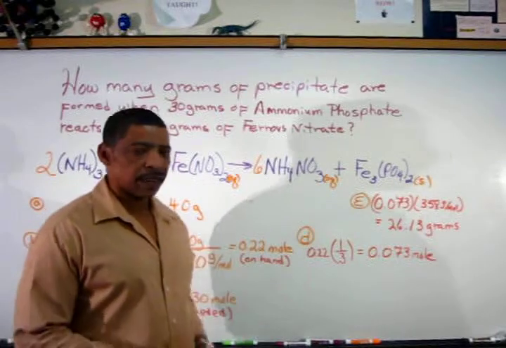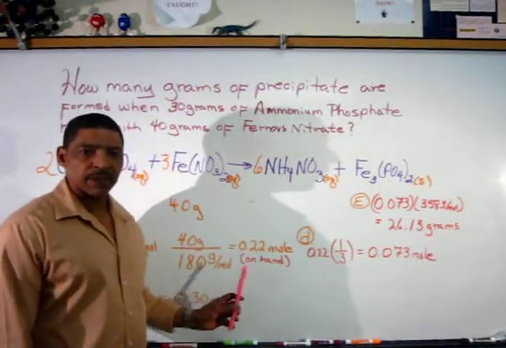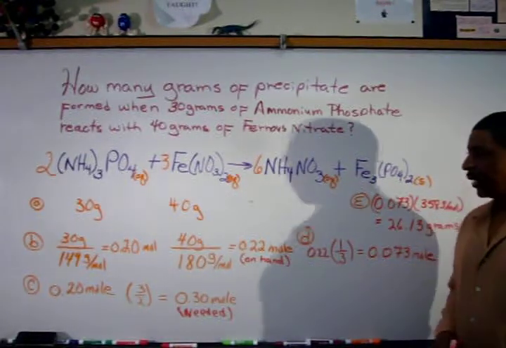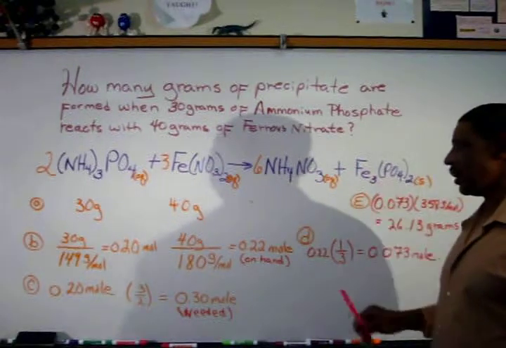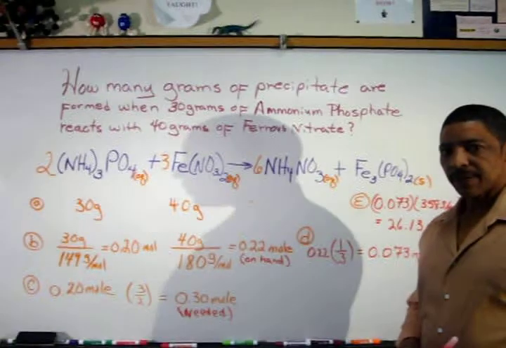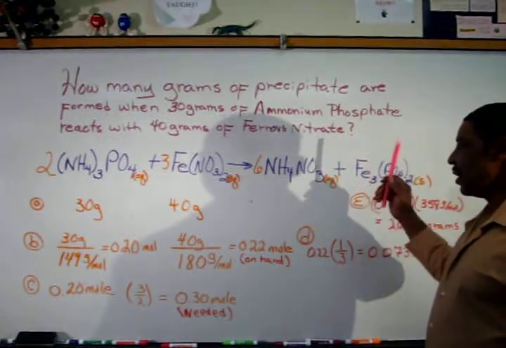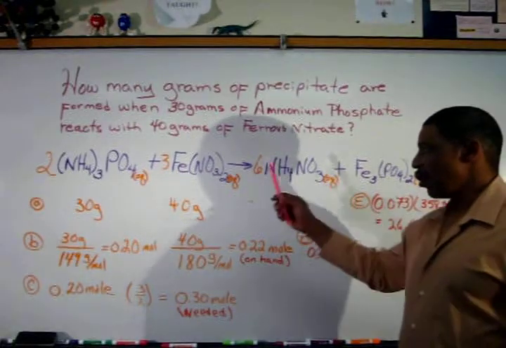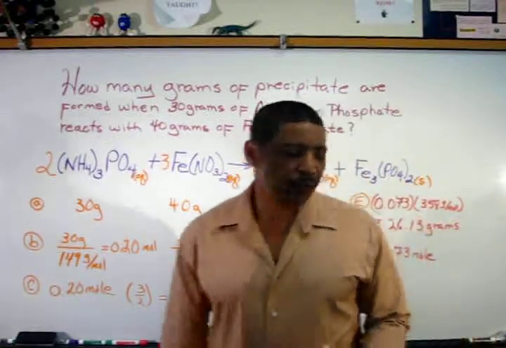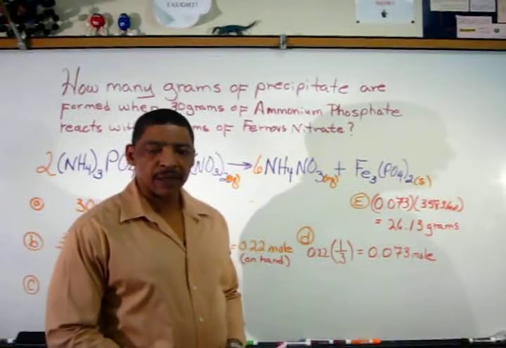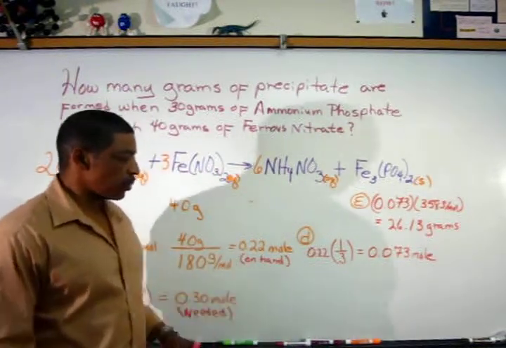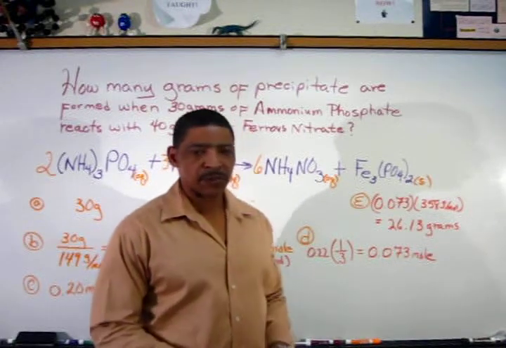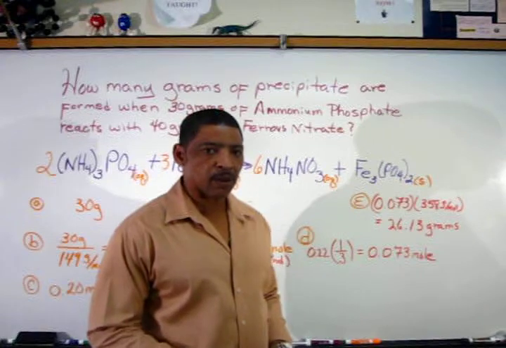To determine the mass of precipitate, simply use the moles of the limiting reagent, which in this case the limiting reagent was ferrous nitrate. The relationship between ferrous nitrate and ferrous phosphate is a 3-to-1 ratio. In this case, I'm assuming that the amount of ferrous phosphate is unknown. Therefore, the fraction created will be 1/3. Now simply multiply the fraction, 1/3, times the amount of limiting reagent, which will be 0.22 mole. 0.22 times 1/3 equals 0.073 mole. Therefore, 0.073 mole of the precipitate will form.